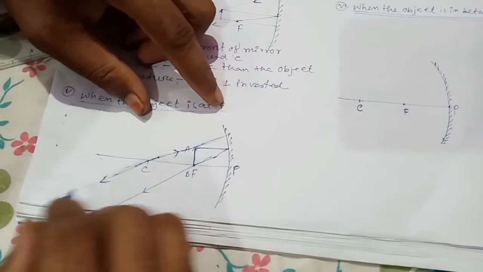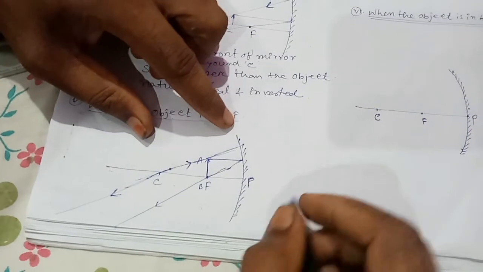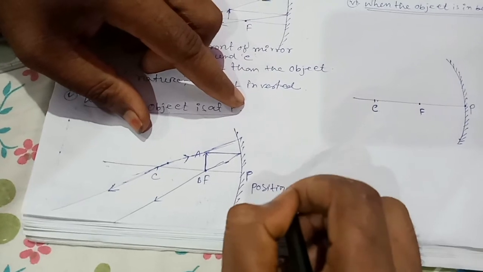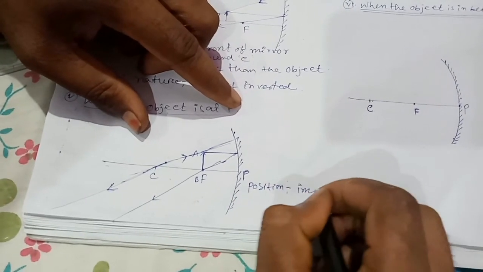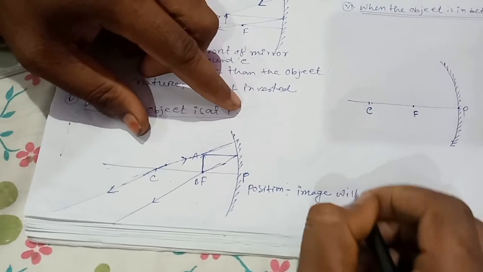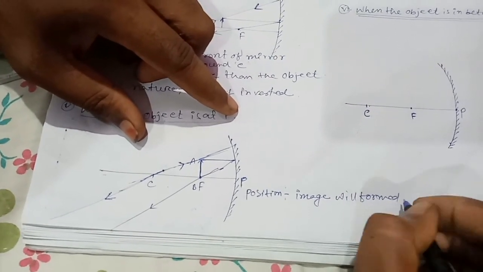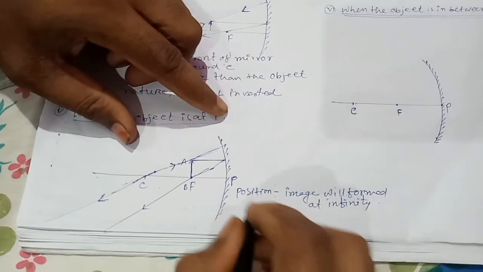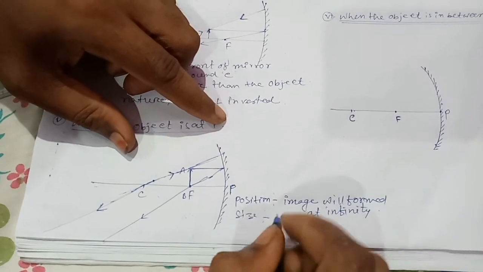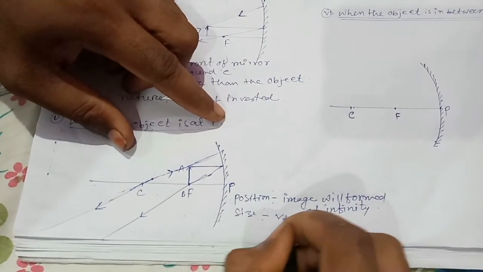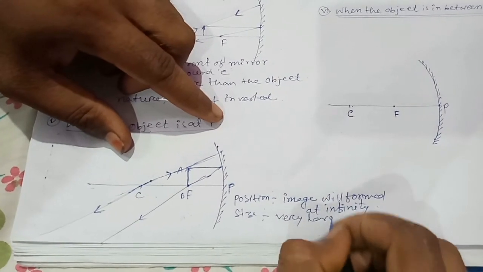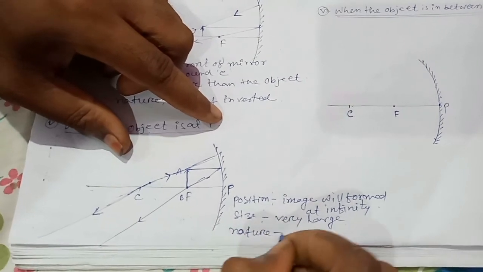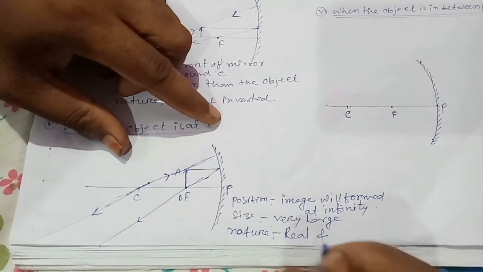Here in this case the image will be formed at infinity. So position of the image: will be formed at infinity. Size is very large. Nature: real and inverted.